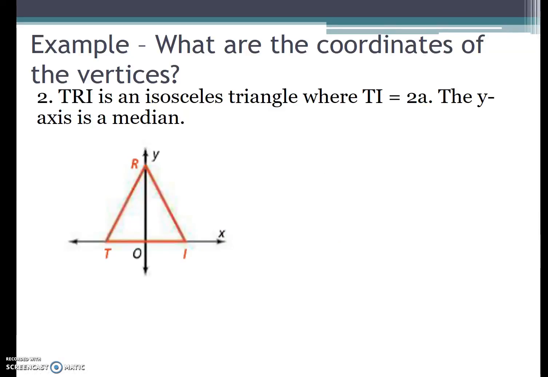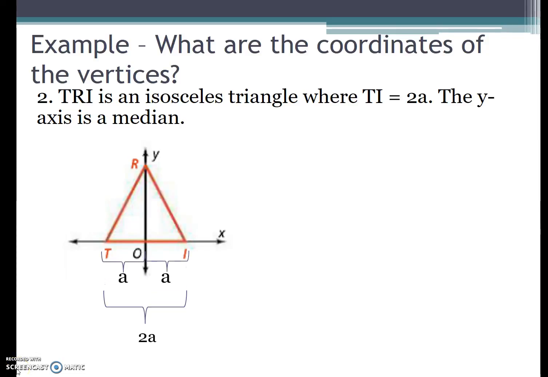We want to know the vertices of these three here. So all I know is that TI is 2A, and then the y-axis is a median. So once again, I know that this length here is 2A. When it's a median, that means it's cutting this piece right in half. Okay, it's going from vertex to the midpoint, which means the length from 2 to the origin and I to the origin are both going to be the same length, or in other words, A.